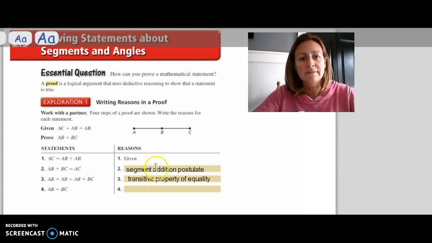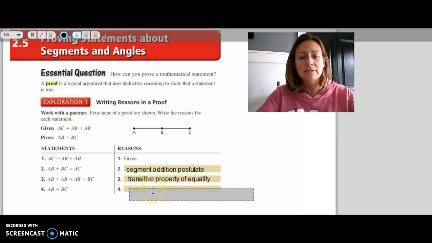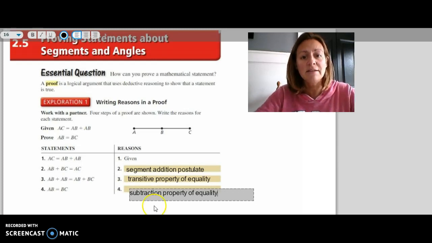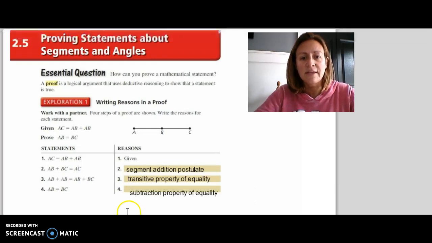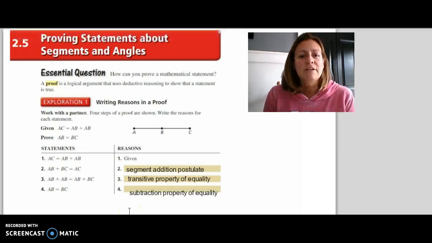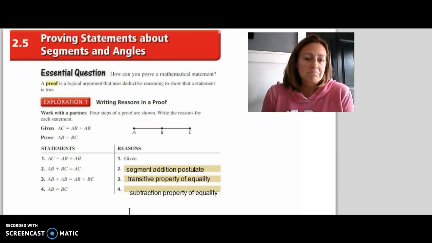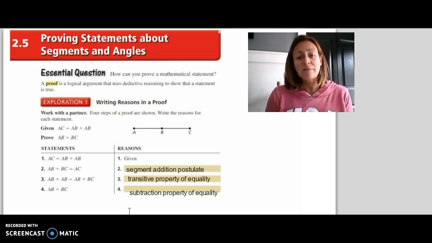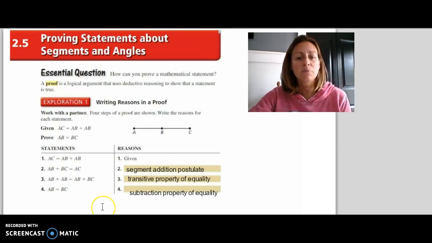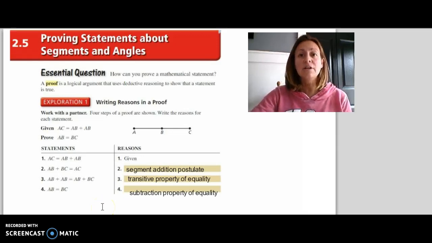That's called the subtraction property. So we're going to fill that in for statement 4, why we can support statement 4, the subtraction property of equality. We have subtracted AB from both sides of the equation. And that is the proof. For this problem, we don't have to say proof at the end. We have just supported all of our statements leading to the statement that they wanted us to prove.